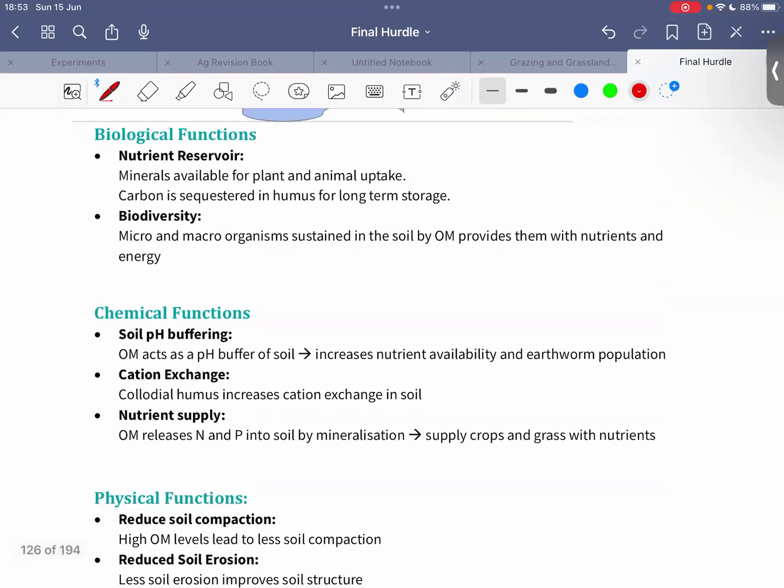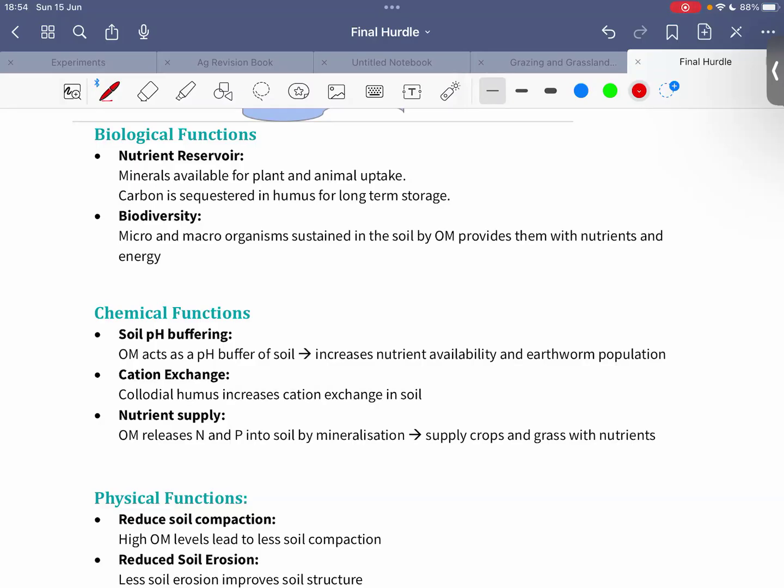So biological functions is going to be our nutrient reservoir. So our minerals are going to be available for our plant and animal uptake naturally. As we were saying earlier, with our lime is adding calcium to our soil. And if there's calcium in our soil, that means our animals are going to have good, strong bones, and they're not going to get milk fever. Okay, if there's no calcium in our soil, the animal's going to have weak bones and is going to be prone to milk fever. Is organic matter only dead remains, or is it both living and dead too?